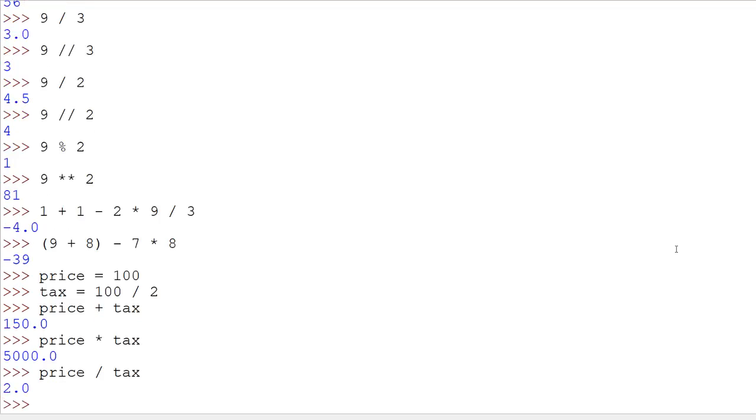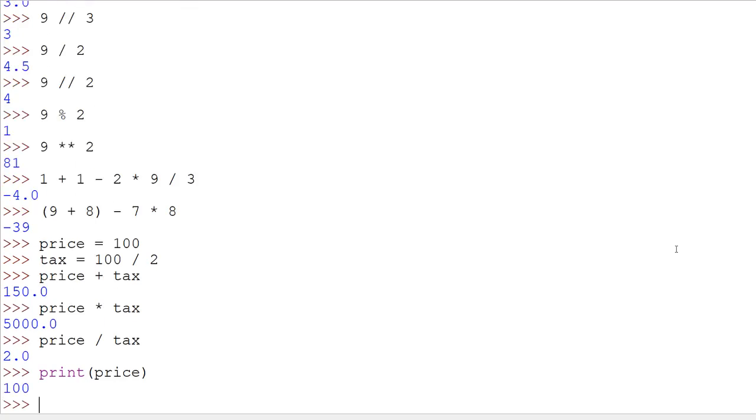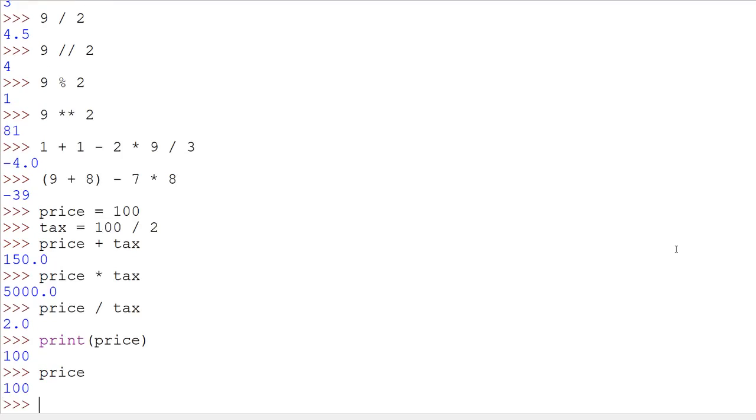And we can also print the price. So if we use the function print, which basically just prints off variables or strings, which we'll be going over in the next episode, if we do something like print price, it's going to give us what price is. Or we could just type in price and it'll give us what price is.